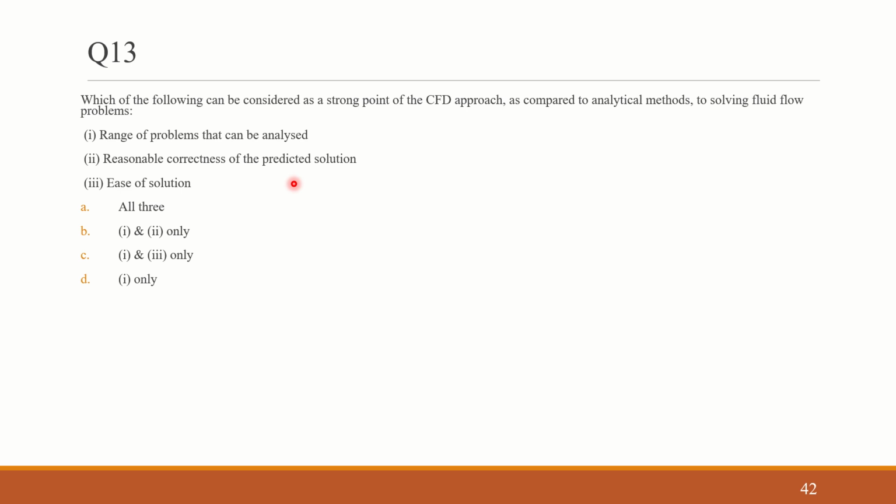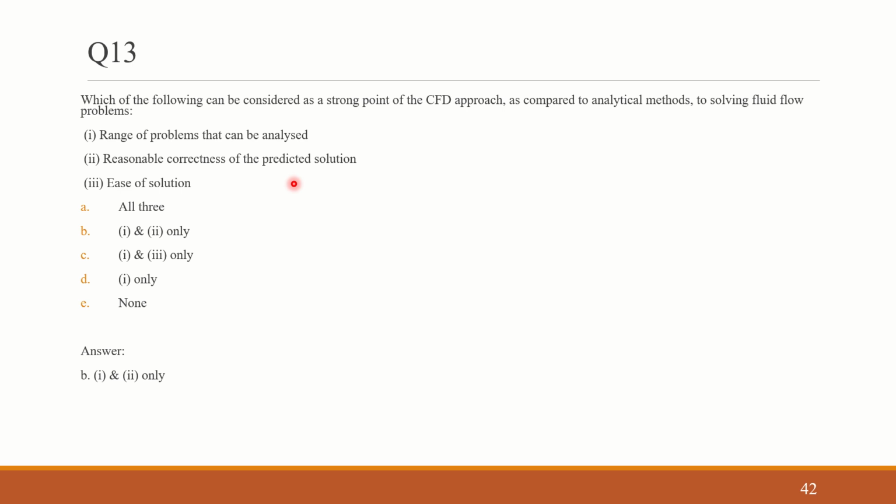Second one, reasonable correctness of the predicted solution. The predicted solution will have reasonable correctness. It might not be the perfect solution or the best solution like what we obtain through analytical methods. Analytical methods obviously will give the exact solution, but the solution from CFD will give a close prediction. And third, ease of solution. It is not easier to get the solution through the CFD approach. It involves a lot of computational cost, and a lot of time needs to be spent in grid generation. So 1 and 2 only is the right answer. We'll check it once as well.